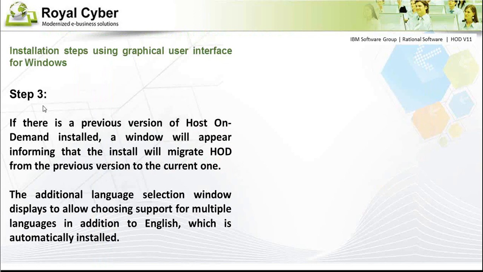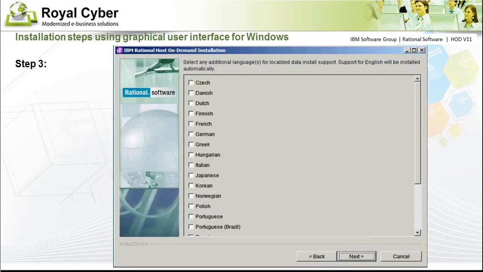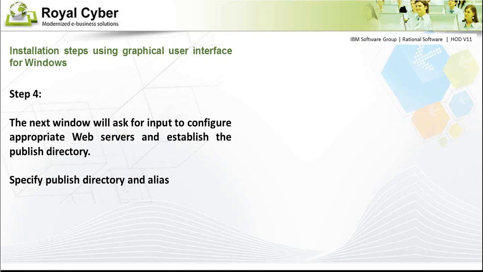In step 3, if there is a previous version of Host On-Demand installed on Windows, a window will appear informing you that the install will migrate Host On-Demand from the previous version to the current one. The additional language selection window is displayed to allow you to choose from a variety of languages available in addition to English, which is automatically installed. This slide shows the multiple language selection options, and you can choose whatever you want and click next.